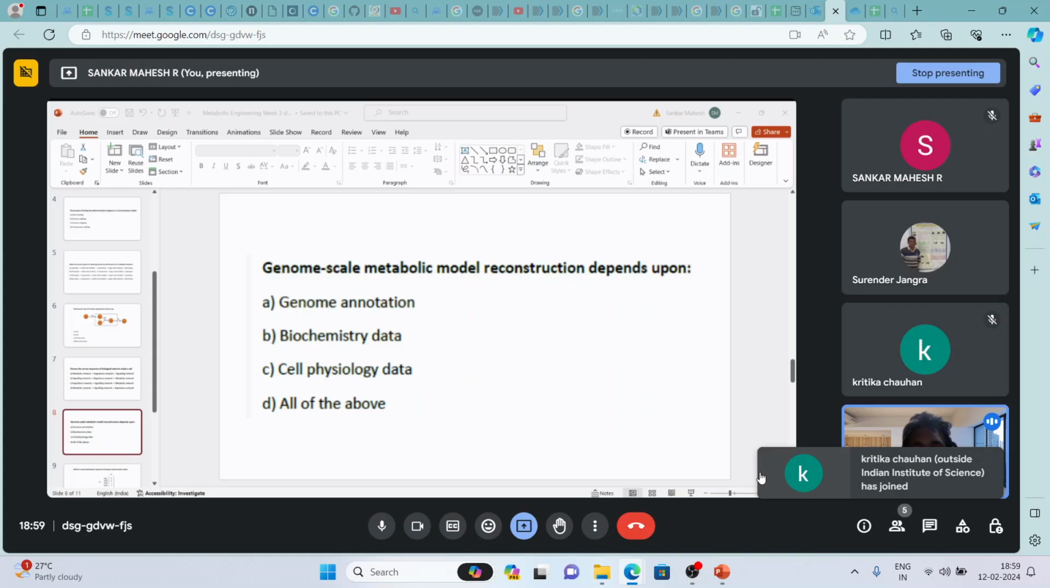Although that is also being used, it's majorly the genome annotation and the biochemistry data, not cell physiology. Sorry.